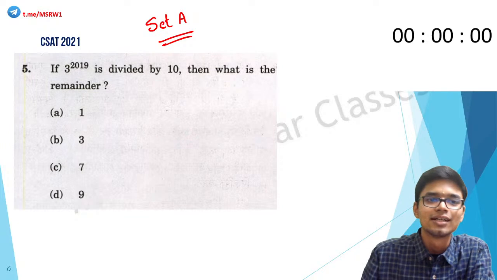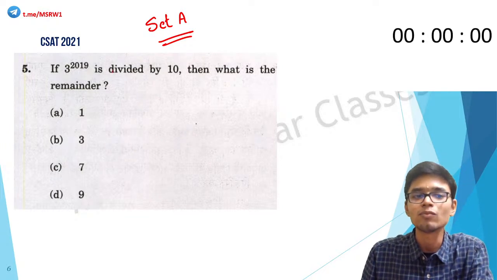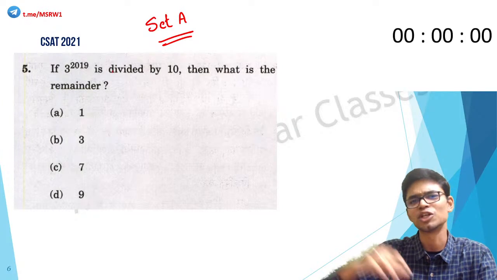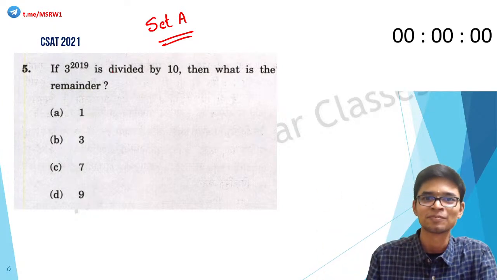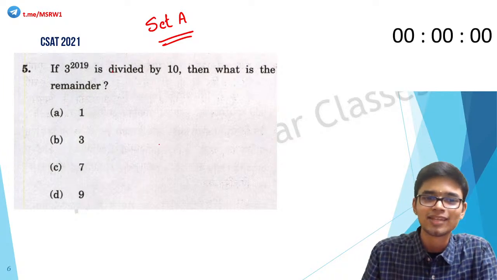Let's solve this. If 3 raised to 2019 is divided by 10, what is the remainder? Nobody is going to calculate what 3 to the power 2019 is. Obviously, it's a huge number. Even if you have a calculator, you can't get it there. So how do we do this? Very simple. Think about it.